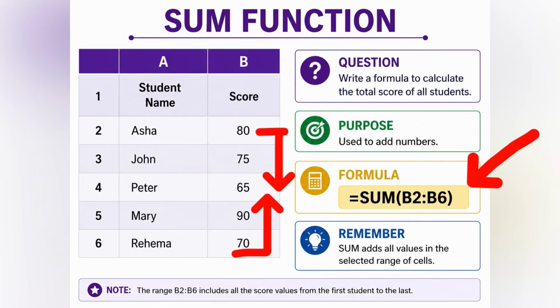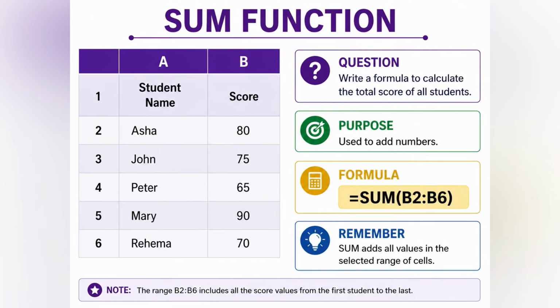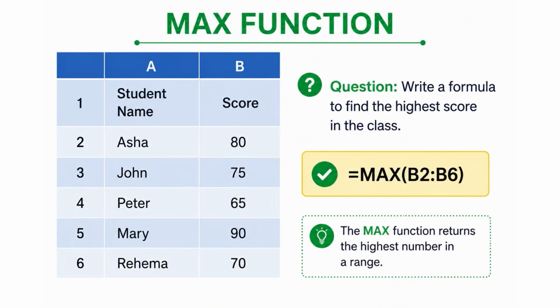This formula tells the spreadsheet to add all values from B2 up to B6 automatically. Therefore, whenever you want to add a group of numbers in a spreadsheet, you can use the sum function. Now let's learn about the max function. The max function is used to find the highest value in a group of numbers.